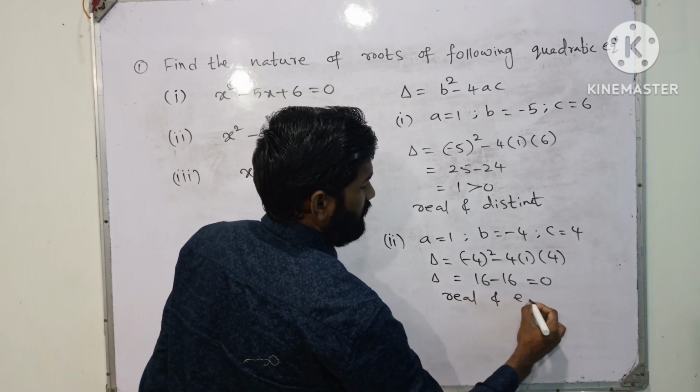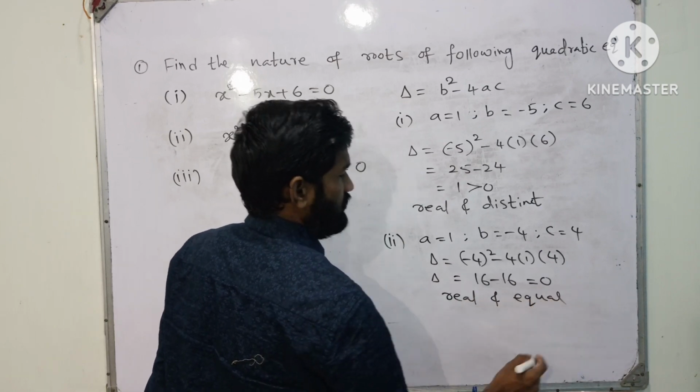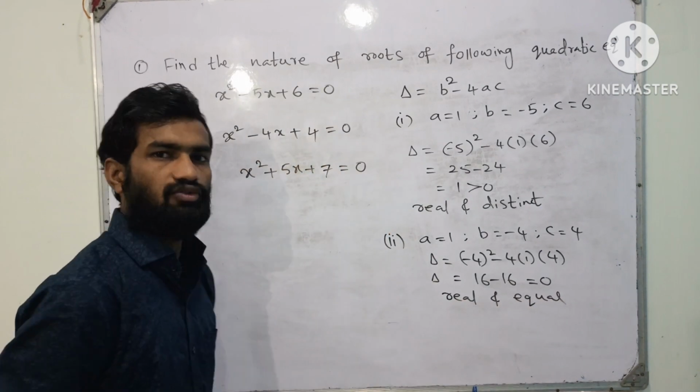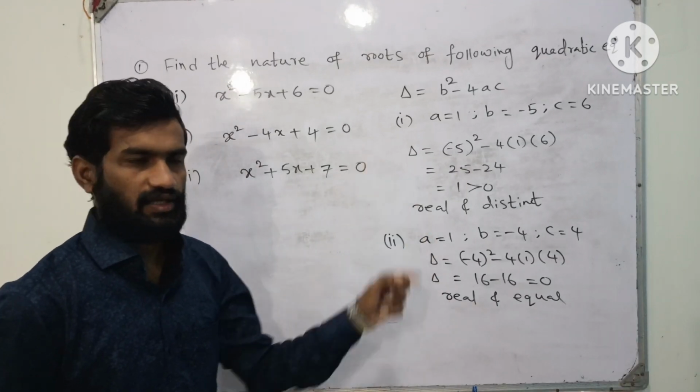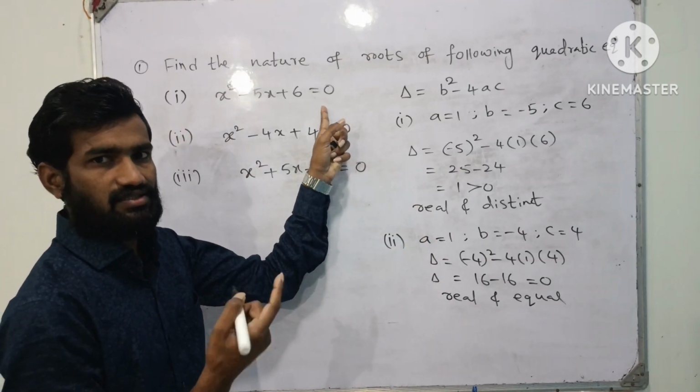Real and we will get equal roots for this equation. For this equation we will get equal roots. Equal roots we will get. For this equation we will get distinct roots.